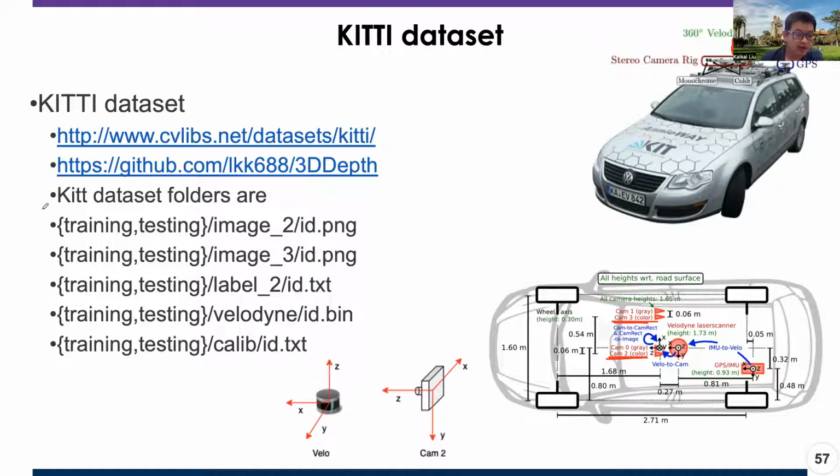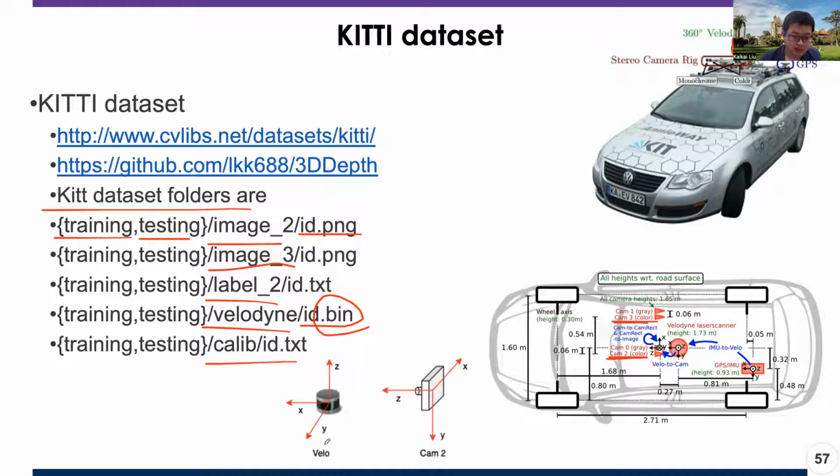You will find the dataset is organized in folders. They have the training folder and the testing folder, and the contents of the two are very similar. The training folder has an image 2 folder with different IDs and PNG images coming from camera 2, the major color camera. You also have the images coming from camera 3. You also have the labels. Then the Velodyne folder holds the LiDAR bin files, which are in bin format, and you also have additional calibration.